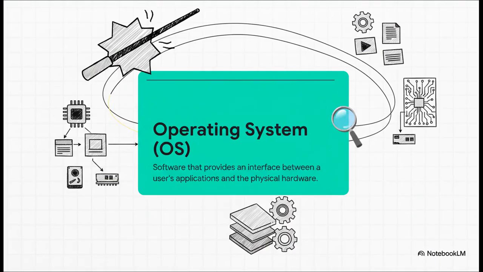The operating system, or OS, is basically the conductor of the entire orchestra. It's this huge, sprawling program, and its whole job is to manage everything, making sure the hardware and all the other software on your machine can work together without causing a disaster.